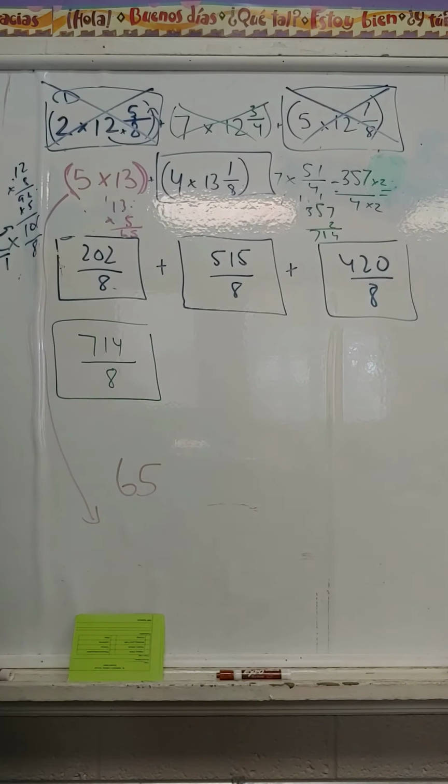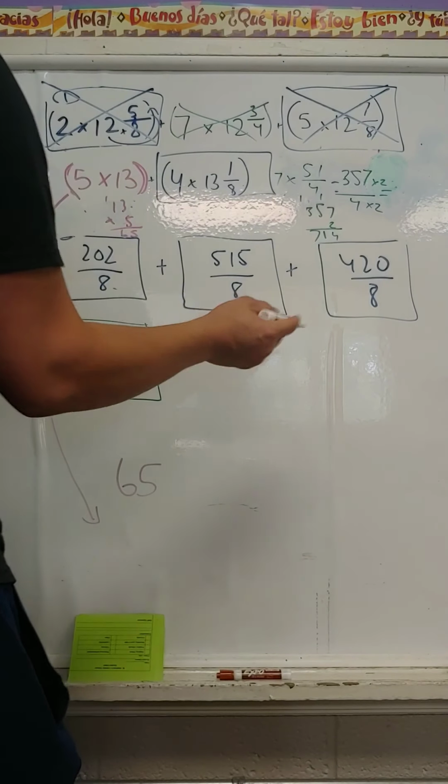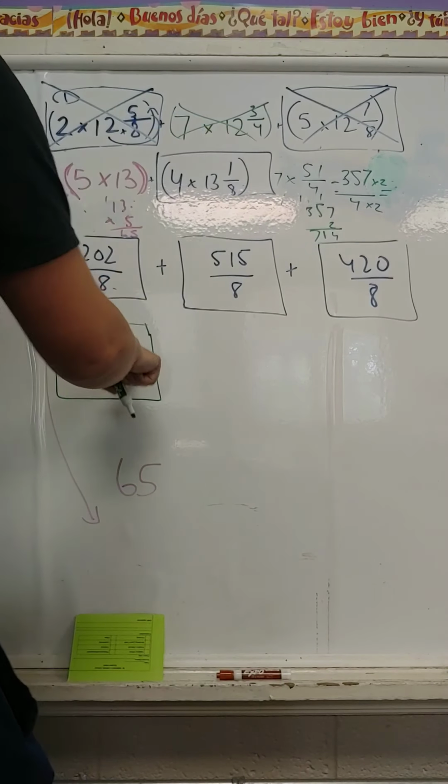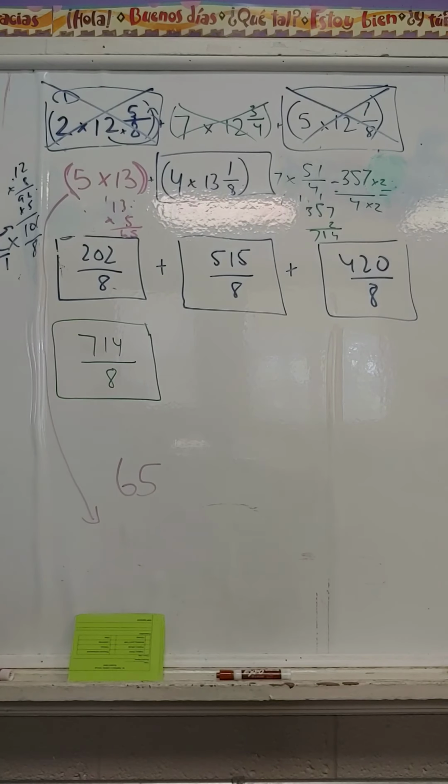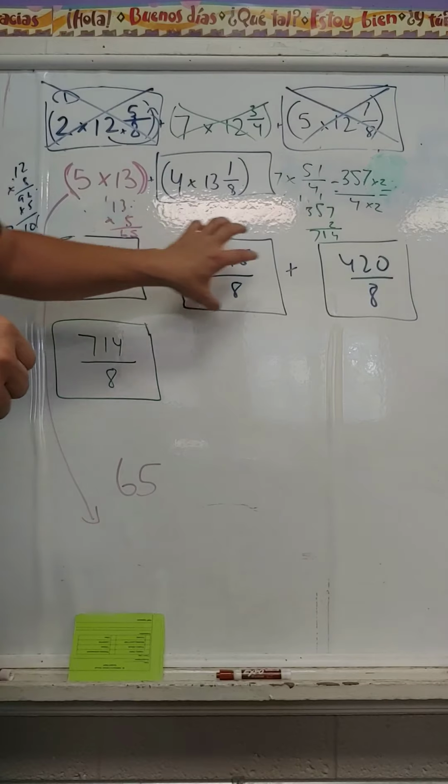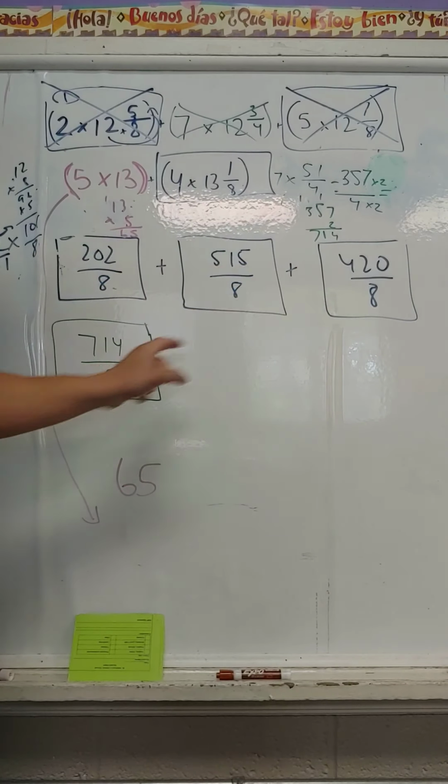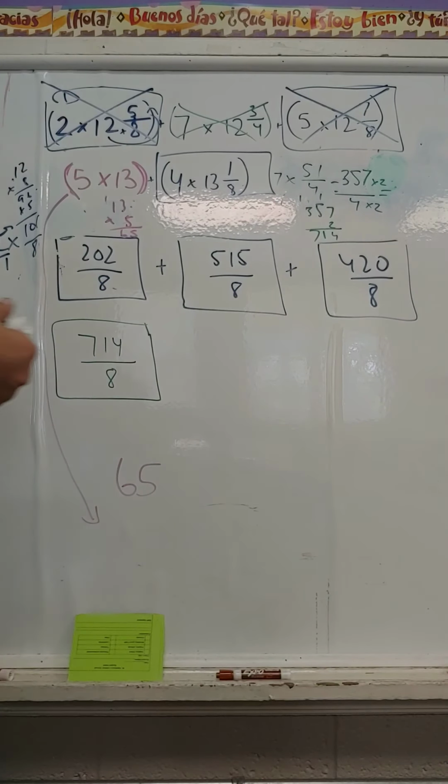So, and technically I can turn that blue now because they're all the same. So that's this portion. I'll leave it there so you know where it came from. So that's this portion, 714 over 8. Now what to do? We have 4 fractions with the same denominator. Okay, and we're trying to find the total. Okay, so let's go ahead and add them up.